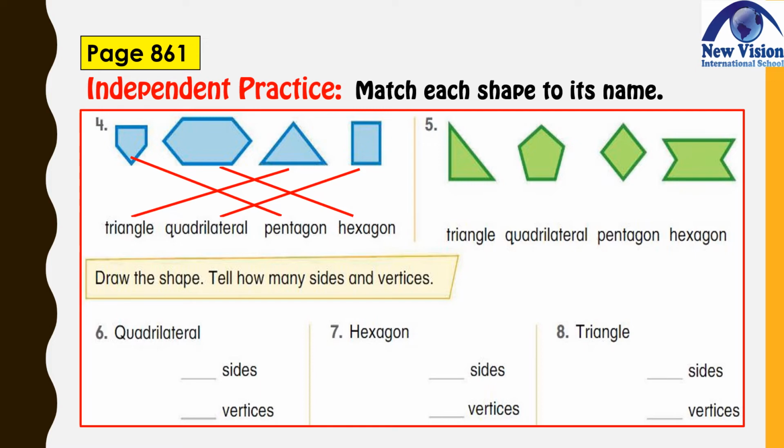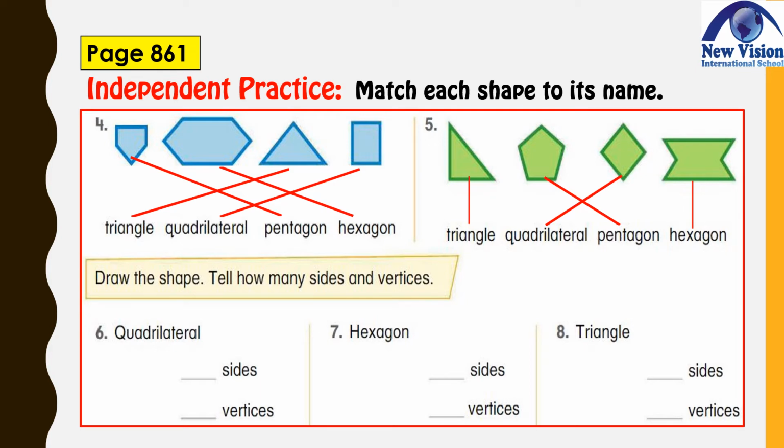Number 5, triangle, pentagon, quadrilateral, and hexagon.